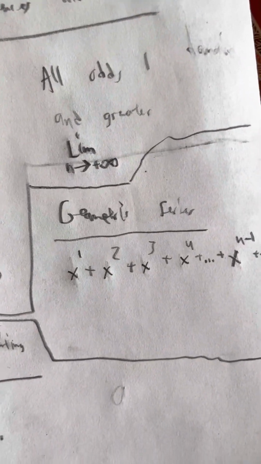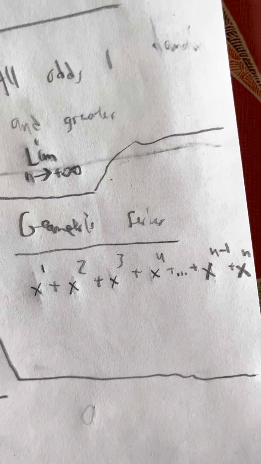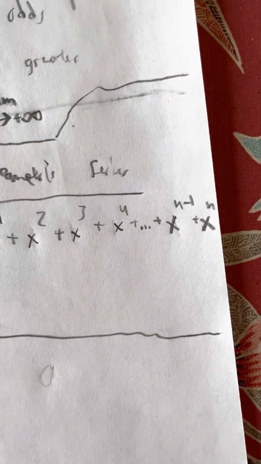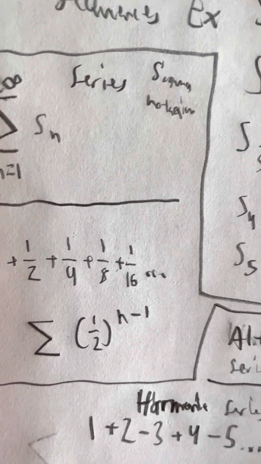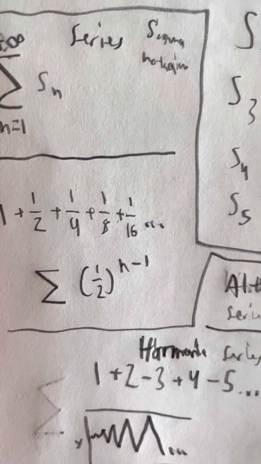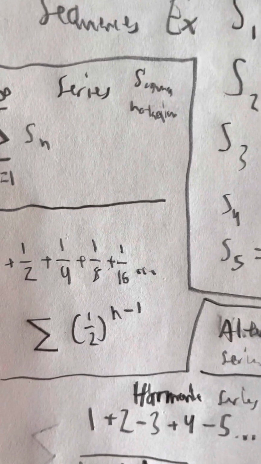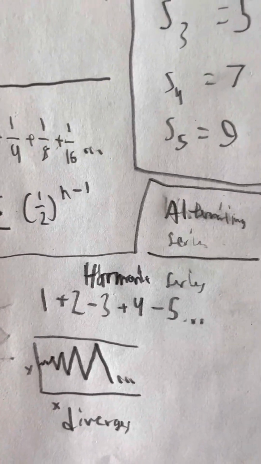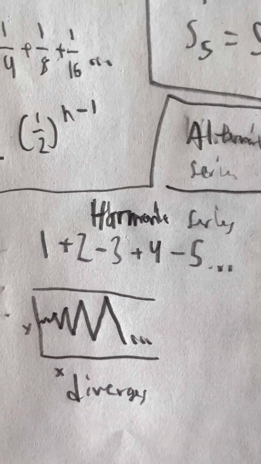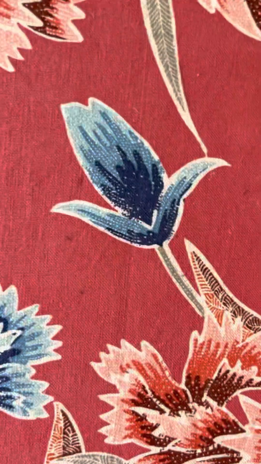Now, geometric series, you have these as an example, because it goes constantly until you get to n, the powers. You also have this one, 1/2, 1/4, 1/8, 1/16. Sigma of 1/2 to the n minus 1. Alternating series. The harmonic series, you go from plus to minus alternating, and that's how it diverges, like that. And that's it for Calculus 1.